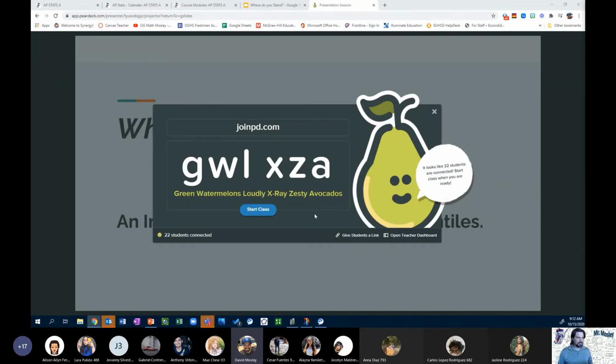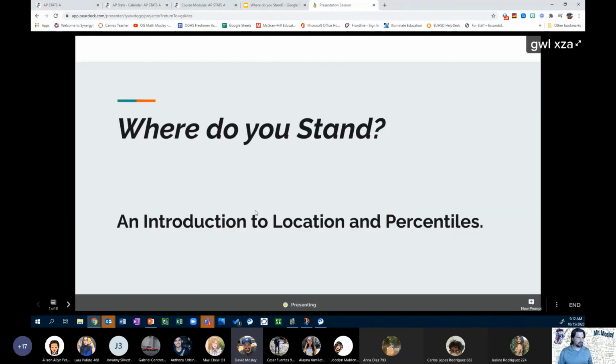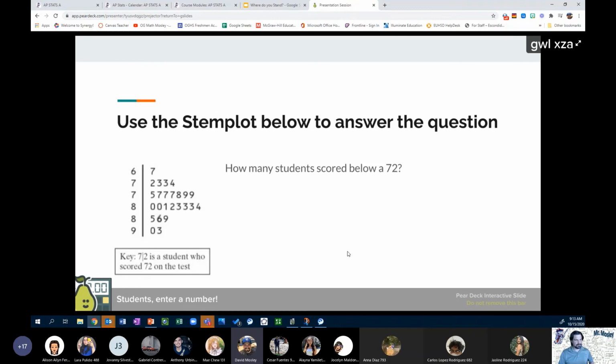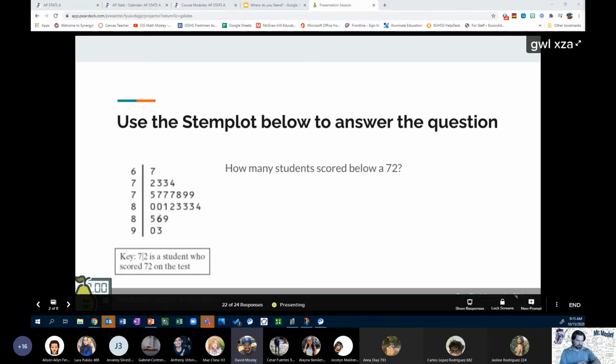We are gonna start. All right, so we're looking at location and percentiles. This is just the title screen. We're using the same stem plot as our previous example. You just need to type in a number. How many students scored below a 72? So find 72 on our stem plot and find how many students are less.